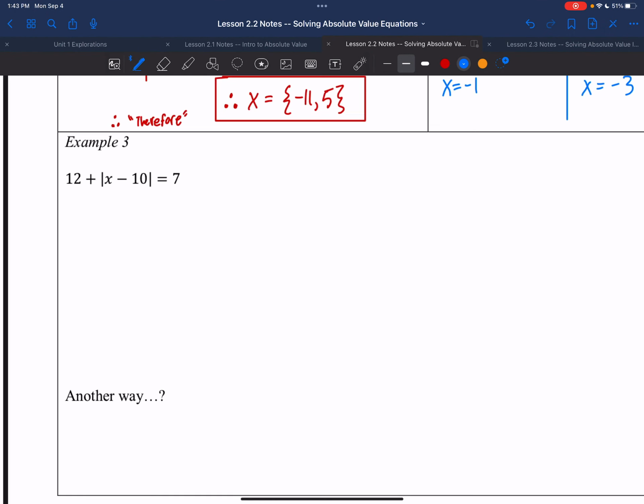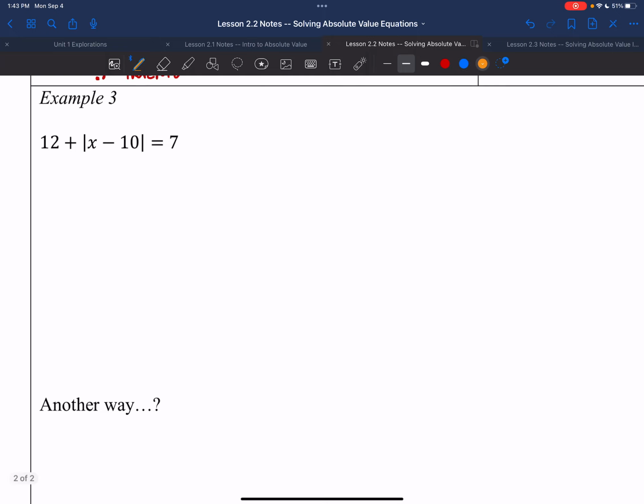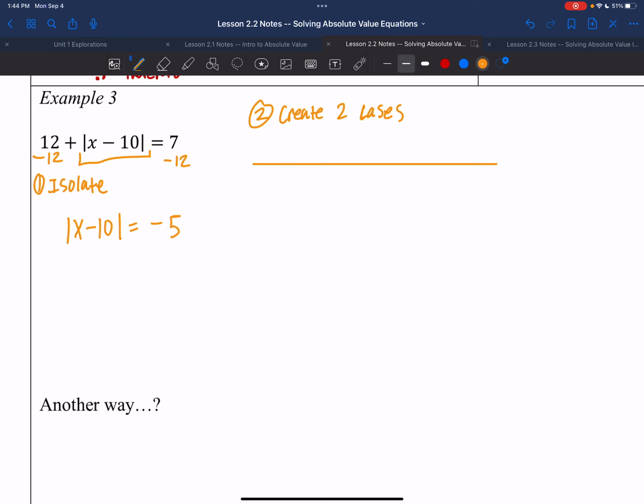Finally is example 3. And so this one should be pretty fast, and then we'll be done with the video. Example 3, I want to isolate. Right, so step 1 is to isolate. So I'll do that by subtracting 12 from both sides. Say absolute value of x minus 10 equals 7 minus 12, which is negative 5. And so then I will, since I have some space here, create two cases. Like this. Make a little T-chart. Beautiful. Positive case and negative case.